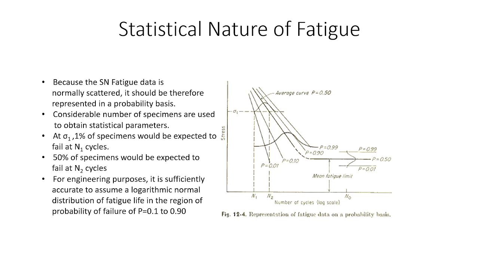For engineering purposes, it is sufficiently accurate to assume a logarithmic normal distribution of fatigue life in the region of probability of failure between 0.1 to 0.9.